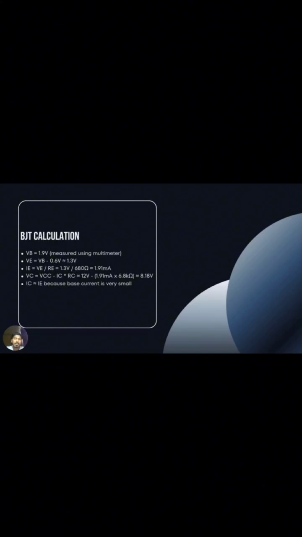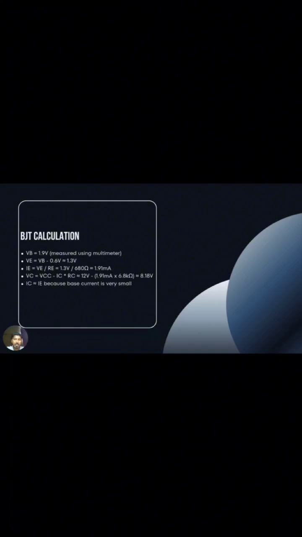The third part is we need to calculate the emitter current, which is IE. The calculated answer for the emitter current is 1.91 milliampere. The formula we use is IE equals VE divided by RE. The VE we get from the previous answer, which is 1.3 volt. We divide by the RE, which is the constant resistor value in the circuit, which is 680 ohm. So we divide 1.3 volt by 680 ohm, we will get 1.91 milliampere. This current flows from emitter to collector.